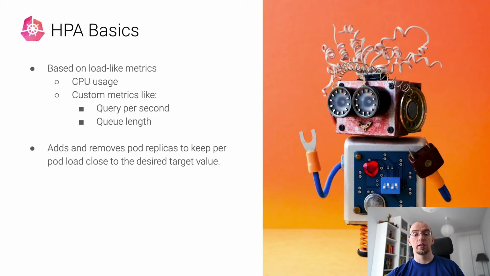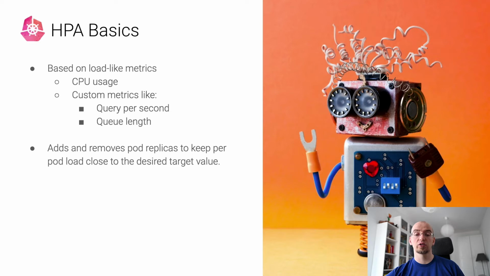Horizontal Pod Autoscaler is based on metrics that express the load that the application gets. It can be either real CPU usage or something more custom, like the number of queries per second or other gauge-like value provided by the user. HPA takes the value of the metric, compares it with the user-defined target, and depending on the comparison, adds or removes replicas, hoping to move the metrics towards the desired value.